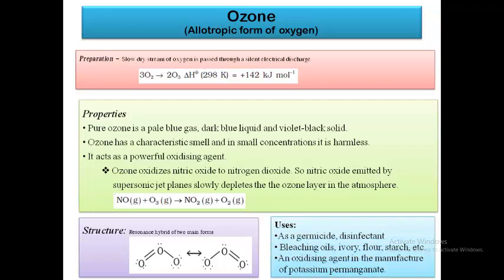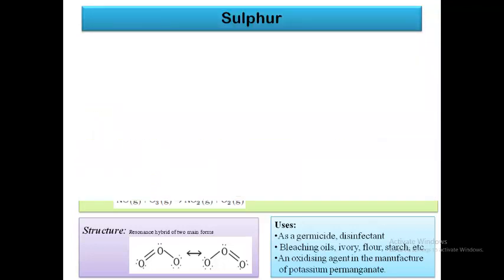Ozone is used as a germicide, disinfectant. It is used in bleaching oils, ivory, flour, starch, etc. And it is also used as an oxidizing agent in the manufacture of potassium permanganate.